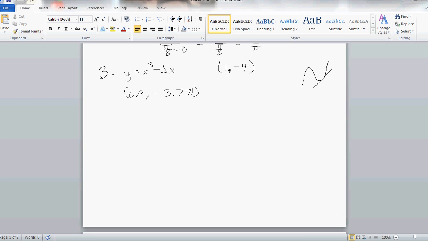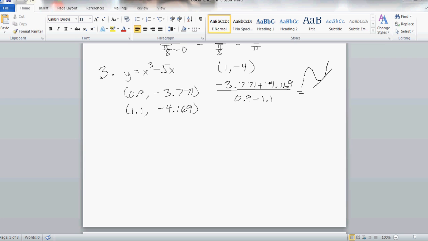Likewise, another point that's very close to 1, but on the other side, would be 1.1. When I plug in 1.1 cubed minus 5 times 1.1, I get negative 4.169. Now I actually have 2 points right around the same general area, so we can find what the slope of this would be. That will be negative 3.771 minus a negative 4.169, all over 0.9 minus 1.1.